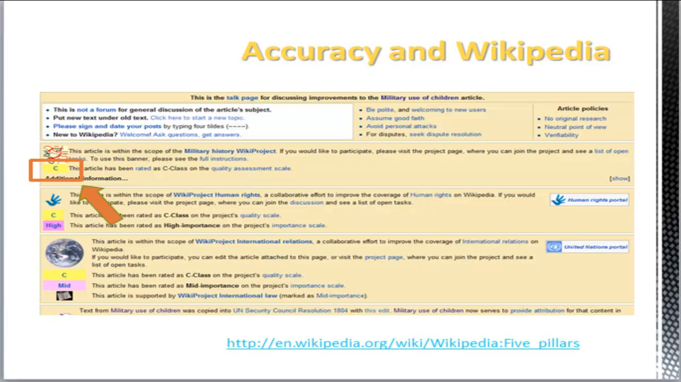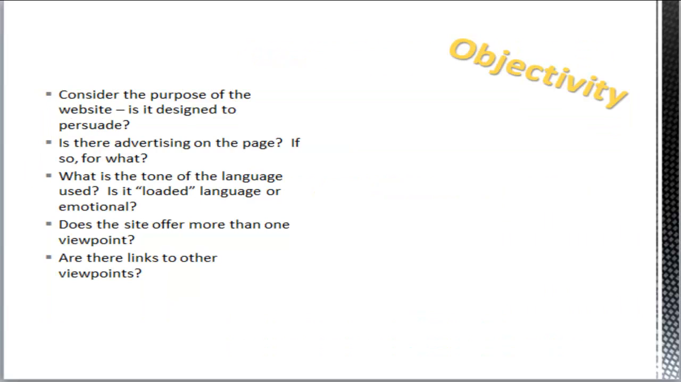In this case, each of the articles related to military use of children are rated C, which means that they are reasonably complete, but with some major issues outstanding, such as gaps or incomplete sources. Determining the difference between fact, opinion, and bias is the topic of the next segment.